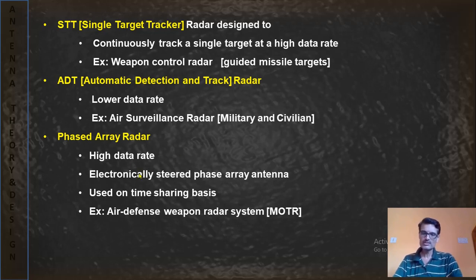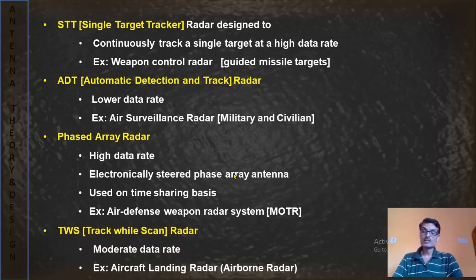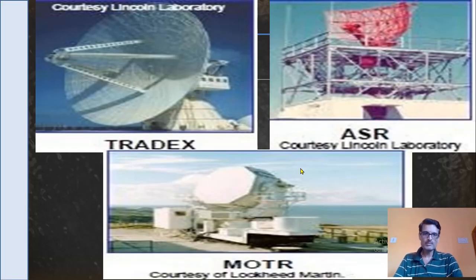A type example is the air defense weapon radar system, which is called MOTR, one example which I will show you in the next slide. TWS, tracking while scanning radar, has a moderate data rate, with examples like aircraft landing radar and airborne radars. Okay, these are a few examples. Air surveillance radar, TRADEX, is another example. MOTR is a type of ADT radar.